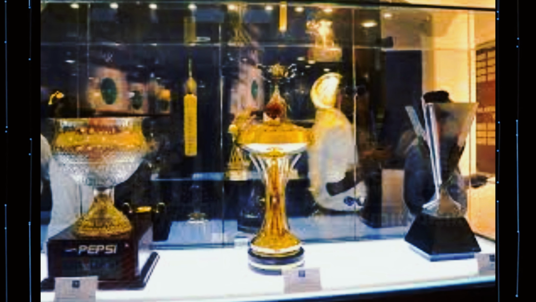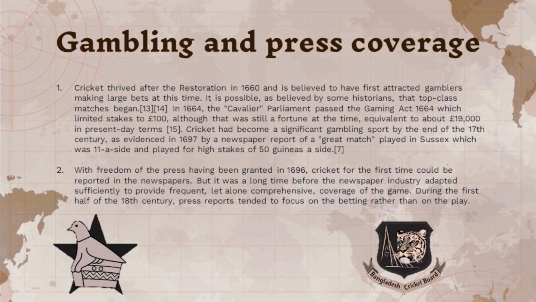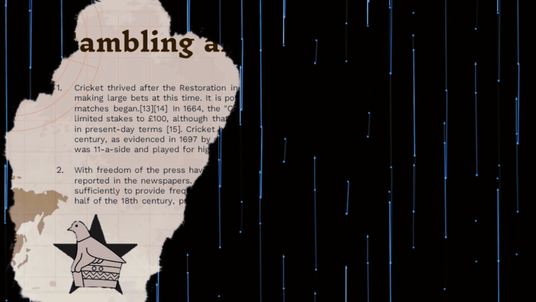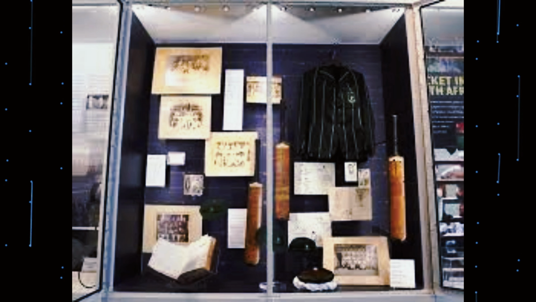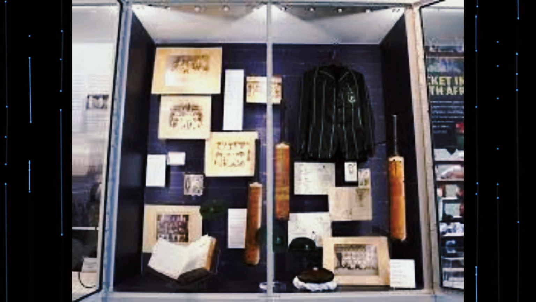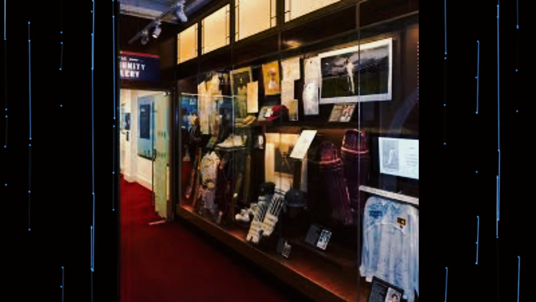The Gaming Act of 1664, passed by the Cavalier Parliament, sought to moderate this frenzy, capping stakes at £100, an enormous sum equal to about £19,000 today. By 1690, cricket's reputation as a gambling sport was cemented, as seen in reports of an 11-a-side Sussex match played for stakes of 50 guineas each.